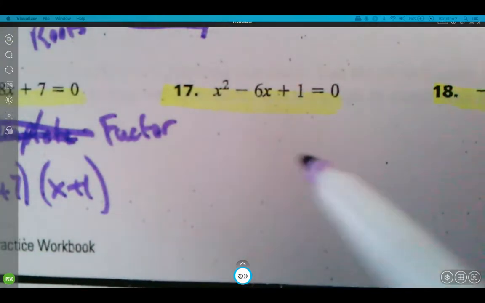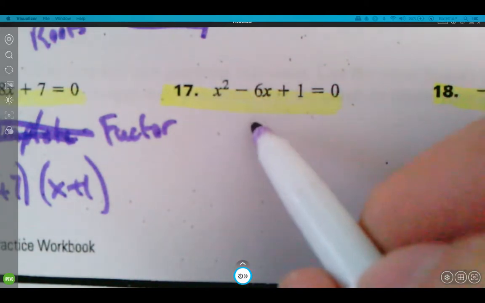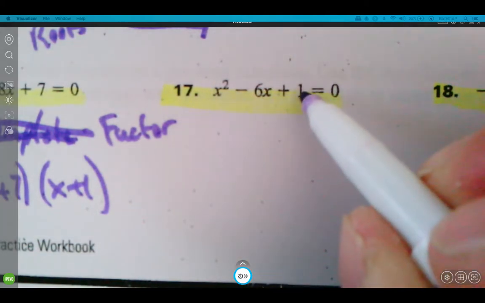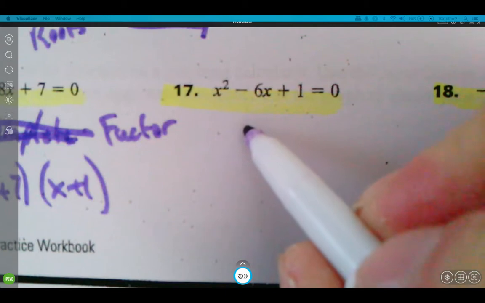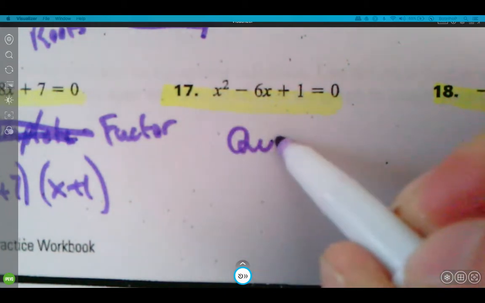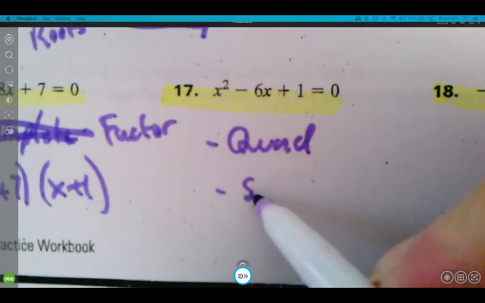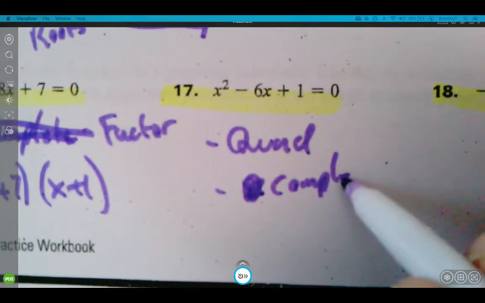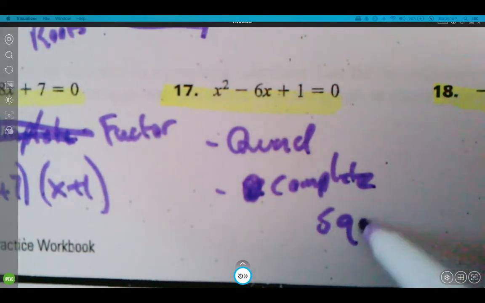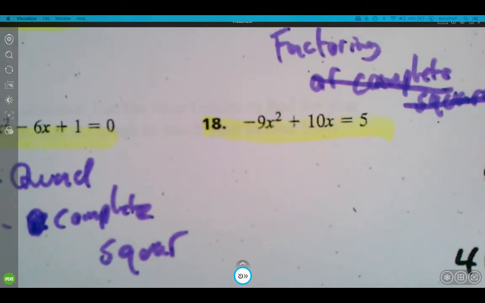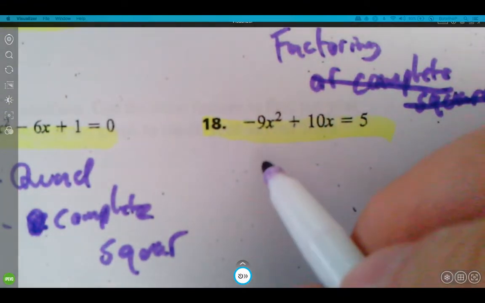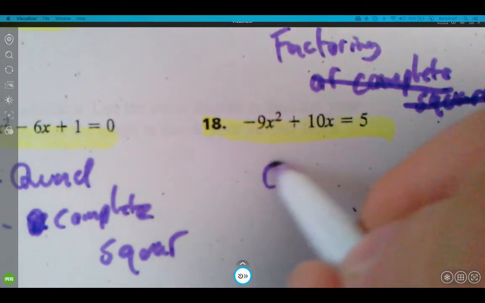This one, I would either do the quadratic formula or move this to the other side and complete the square. And then this last one, I wouldn't go too crazy with this one. I would just do the quadratic formula.